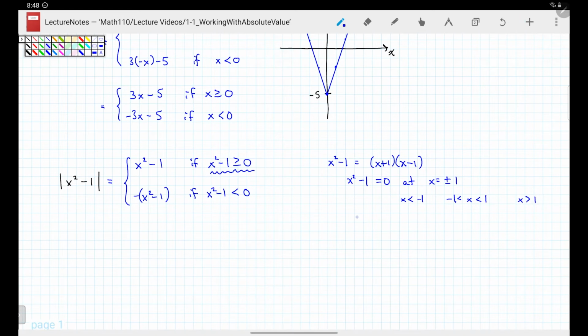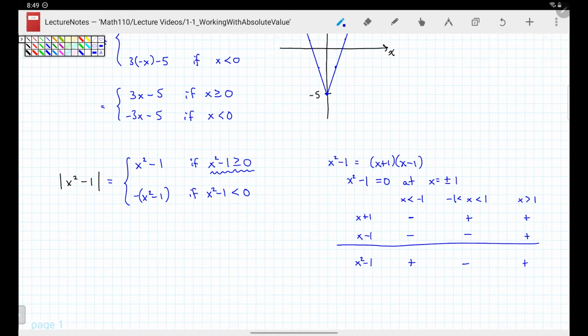And we could break down the factors. There's x plus 1 and x minus 1. X plus 1 is negative to the left of negative 1 and positive to the right of negative 1. X minus 1 is negative to the left of positive 1 and positive to the right of 1. So x squared minus 1 is the product of those two. For x less than negative 1, negative times negative is positive. For x between negative 1 and 1, positive times negative is negative. And for x greater than 1, positive times positive is positive. That is one way to see it.